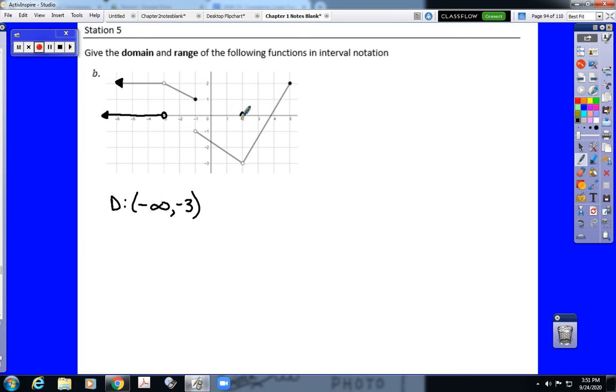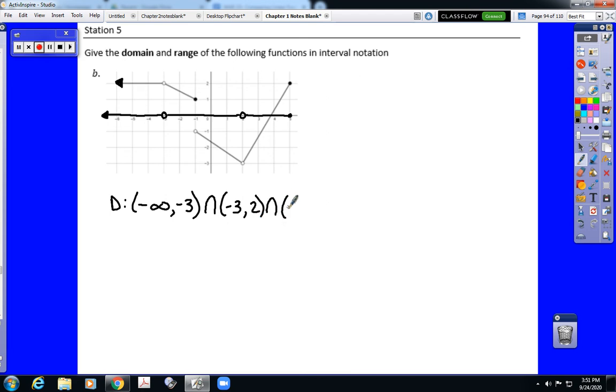But from there, we still have two other pieces to define because the function is defined everywhere between -3 and +2 as well. So we'd say from -3 to +2. Again, that 2 is an open circle. And finally from 2 all the way over to +5, which is a closed circle. Again, if we move all the points to the x-axis, we've still got those holes, but overall, that's our domain. It runs in those pieces.